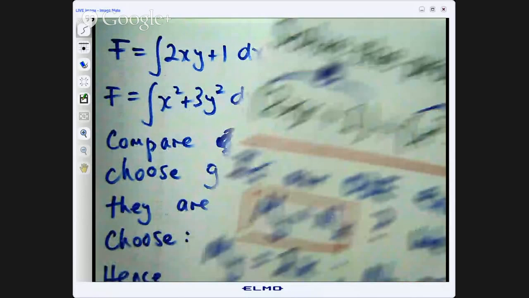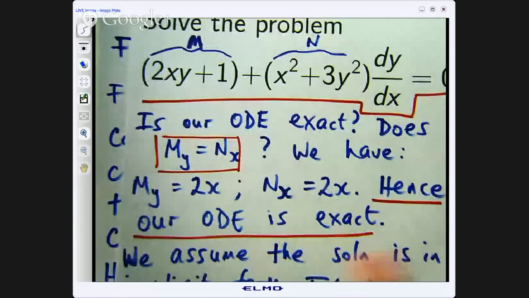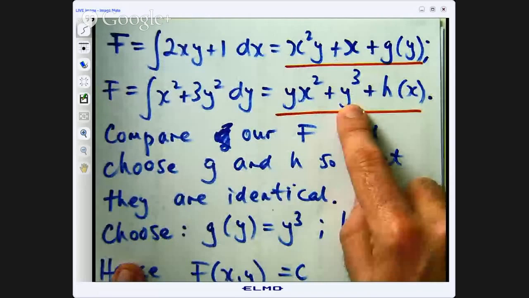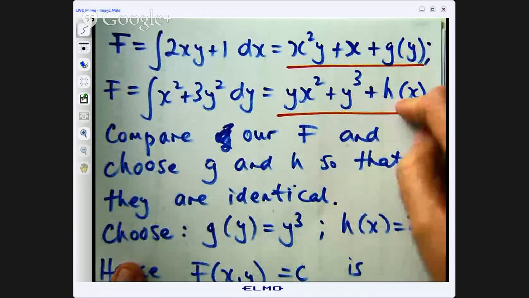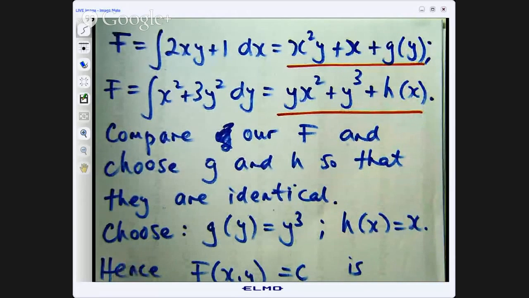Now, what could happen if you don't check that condition for exactness? Well, I'm glad you asked. Let me show you. If you don't check this, then what might happen is you'll get to this case and you can't choose a g and you can't choose an h to make these two things equal. Okay, so checking that exactness condition is really important.